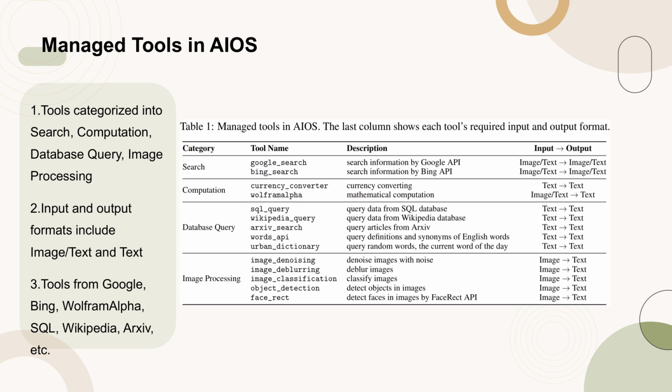Table 1 provides an overview of the managed tools within the AIOS system. These tools are categorized into 4 main areas: search, computation, database query, and image processing. Each tool is described with its function and the required input and output format, which can be either image/text or text. The tools originate from various sources such as Google, Bing, Wolfram Alpha, SQL databases, Wikipedia, Arxiv, and more, covering a wide range of functionalities to enhance the capabilities of the AIOS system.